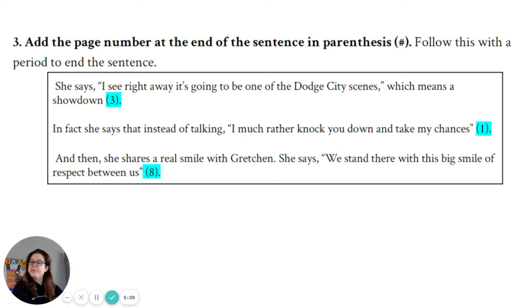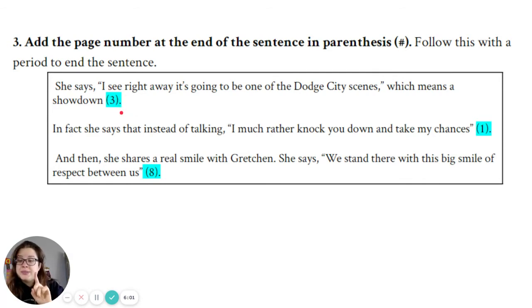So if I, in my book, found this information on page 70, then in parentheses, I would put the number 70, and that's it. Now here's kind of the trickiest little step. The period is going to go at the very end of the sentence, just like normal. You've been putting periods at the end of sentences since kindergarten, maybe first grade, I don't know. But the period goes at the end of the sentence.